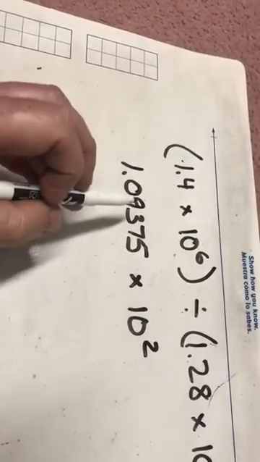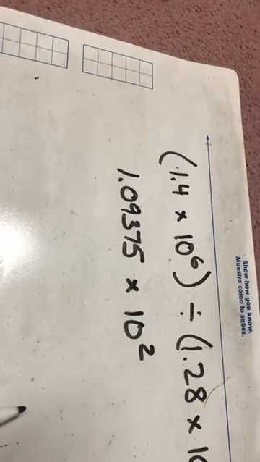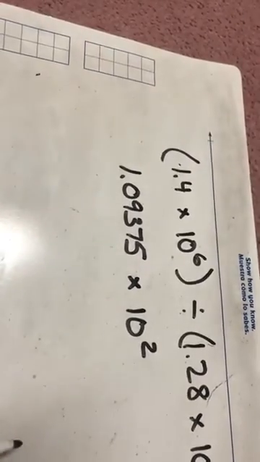So the answer is 1.09375, 1 and 9,375 hundred thousandths, times 10 to the power of 2.